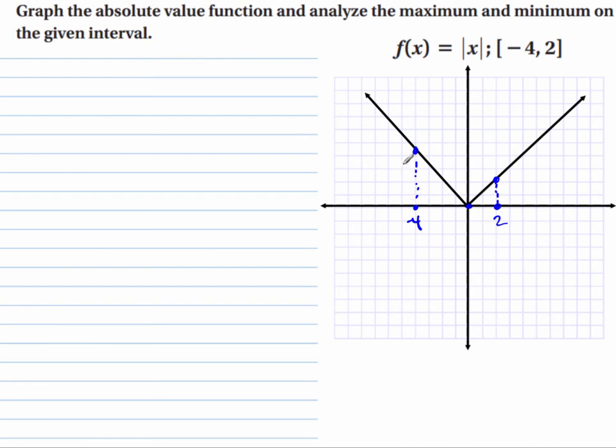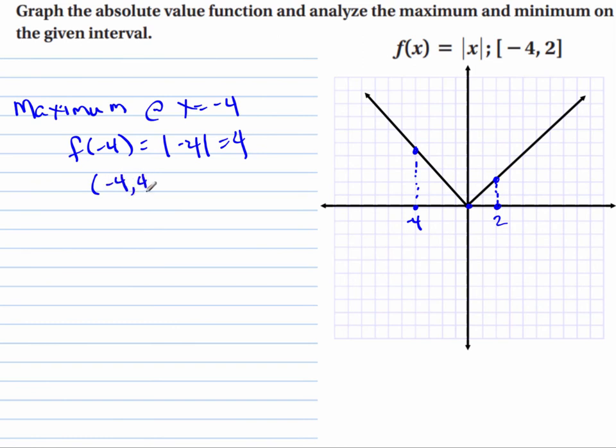So there are 3 key points you need to look at: the endpoints and the vertex. So for this function, the maximum is going to occur at the left endpoint. So the maximum occurs at x equals -4. So f of -4 is equal to the absolute value of -4, or 4. So the maximum of 4 occurs at -4, 4.